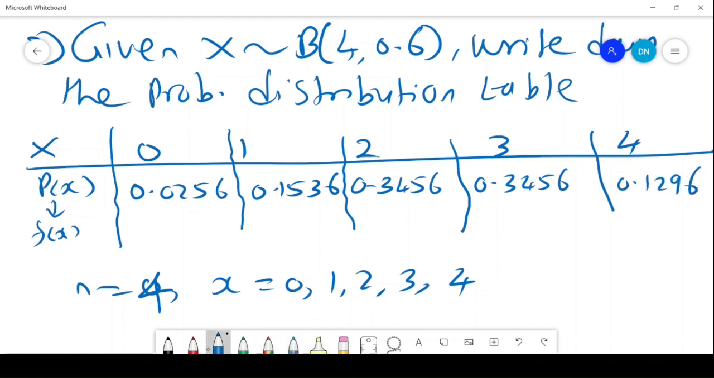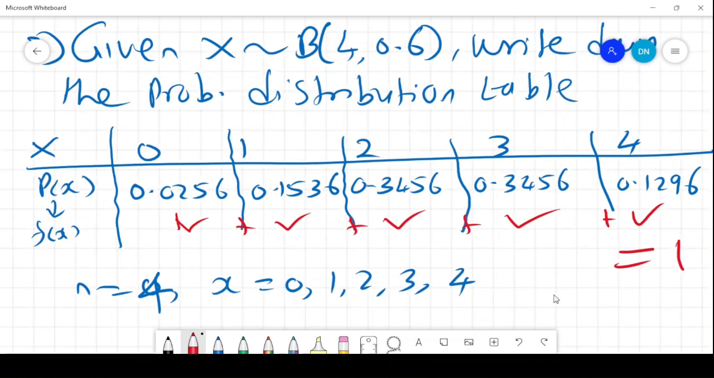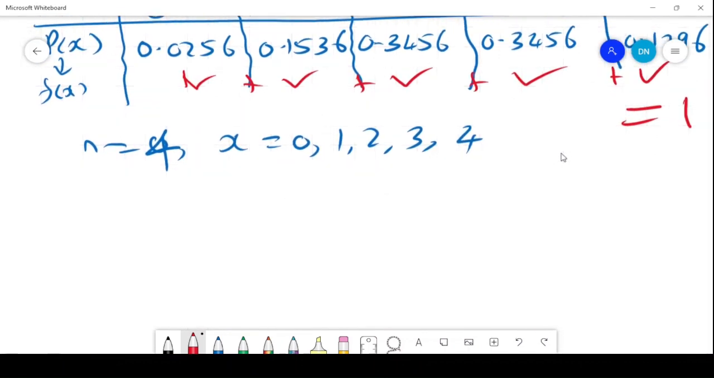So one thing in common is this plus this plus this plus this plus this should be equal to 1. So if you sum all the probabilities, it should always be equal to 1. Now how do we get them? The only value that is changing is x. The p remains and the q remains.